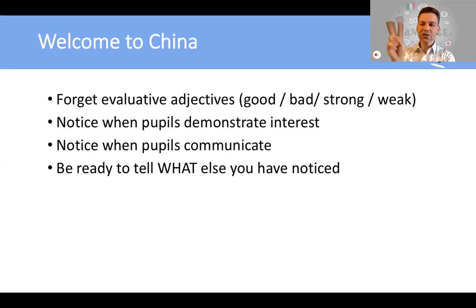Okay. Question number 2, and this is the third line. Pupils, when do they communicate actually, or do they communicate at all? When do they communicate and who with?